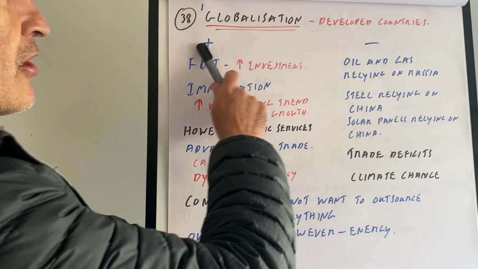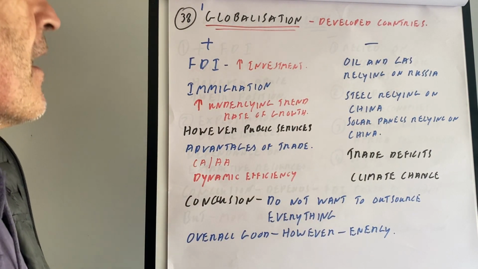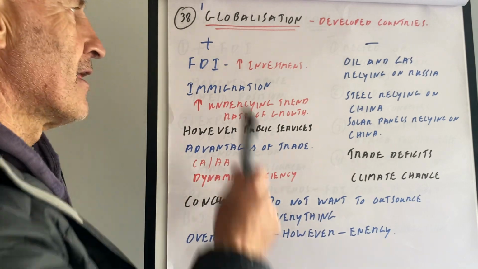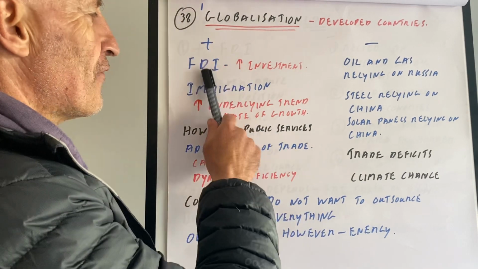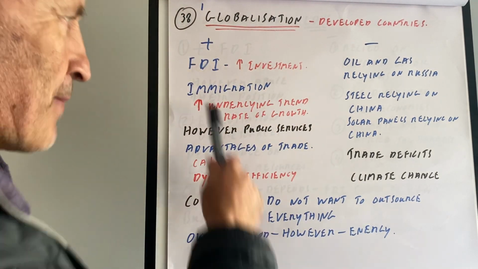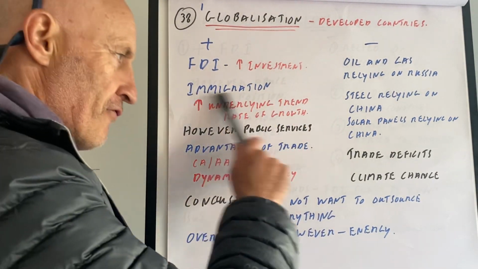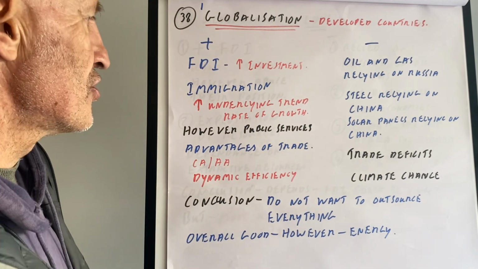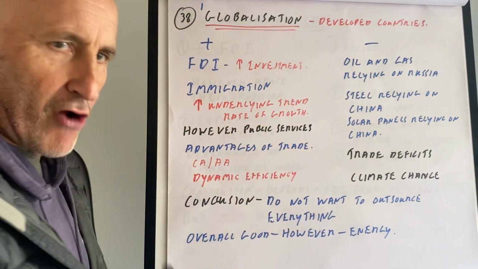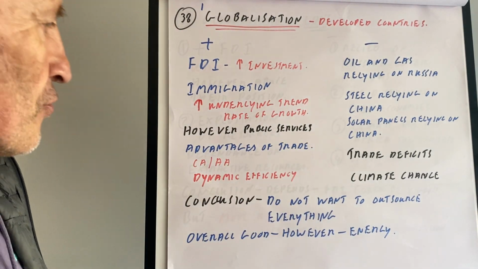Okay, 38, globalization, developed countries. What's good about it and what's bad about it? Globalization. It's good for foreign direct investment. You can have a whole paragraph on that. It pays for our trade deficit, more investment, pushes out the AS and the AD curve. It's also good for immigration. We get lots of workers who will come into the UK. That will increase the underlying trend rate of growth, which will also increase the productive potential.